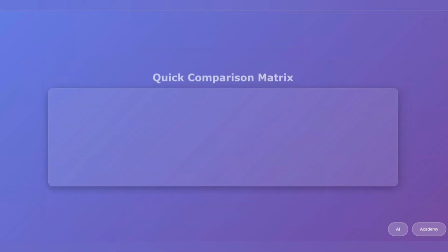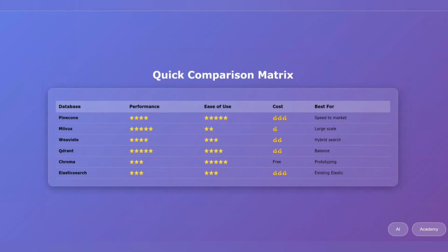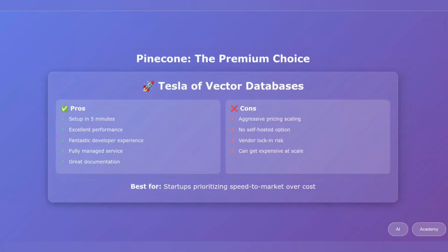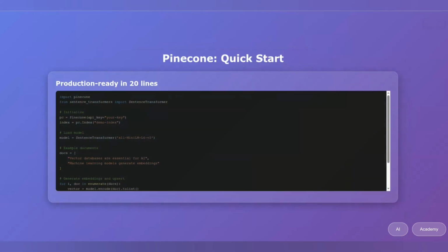Now, let's dive into the top 6 vector databases. I'll give you the honest pros and cons of each. Pinecone is the Tesla of vector databases. Premium, polished, but expensive. Pros? Setup takes 5 minutes. Performance is excellent. Developer experience is fantastic. Cons? Pricing scales aggressively. No self-hosted option. Vendor lock-in. Best for startups prioritizing speed to market over cost optimization.